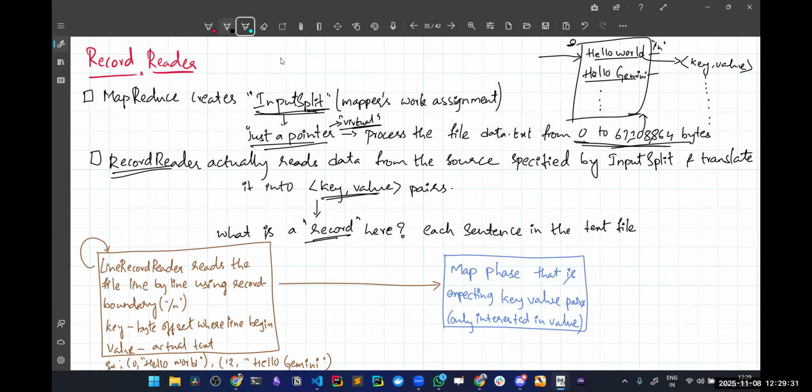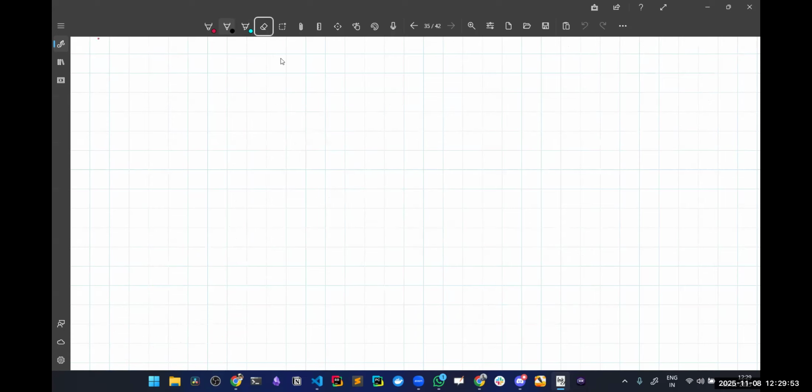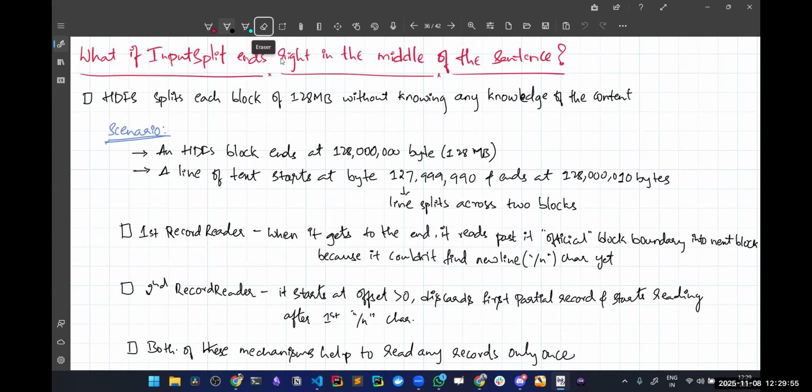For the map phase though, as I have explained, we are interested in only the value. This one is basically the byte offset of the file, a random-looking number representing the memory address of that particular value. The value is basically our sentence. So that's how the record reader works.